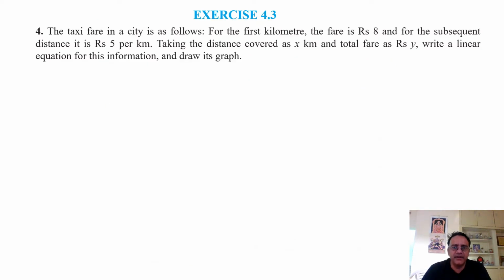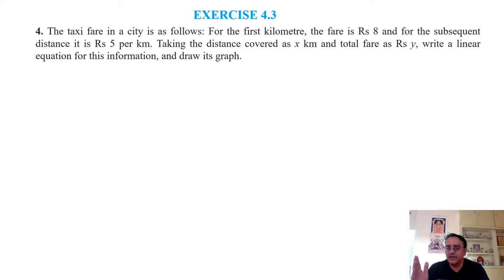The taxi fare in a city is as follows. This is question number 4. For the first kilometer, the fare is rupees 8, and for the subsequent distance it is rupees 5 per kilometer. Taking the distance covered as x kilometer and the total fare as rupees y, write a linear equation for this information and then you have to draw the graph.